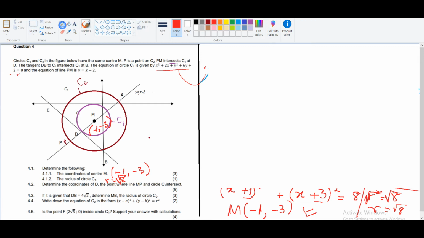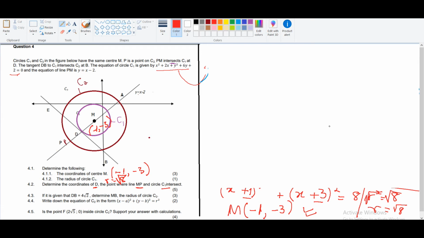Oh, thank you, Lord. This question is very interesting. They just gave you the answer. They told you that D is the point where line MP and the circle C1 intersect, right? So you have the line PM or MP intersecting. If you have two points that are intersecting, that means they share the same common point.